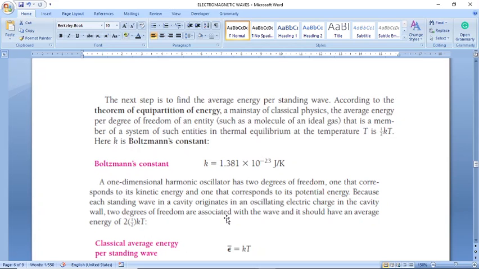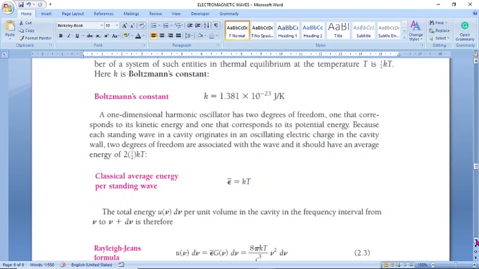Then a one-dimensional harmonic oscillator has 2 degrees of freedom, one that corresponds to its kinetic energy and one that corresponds to its potential energy. Because each standing wave in a cavity originates in an oscillating electric charge in the cavity wall, two degrees of freedom are associated with the waves, and it should have an average energy of 2 into half kT. So we assume that the classical average energy per standing wave is 2 into half kT; the 2 cancels, and we get the average energy as kT.